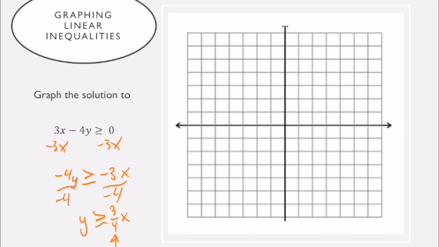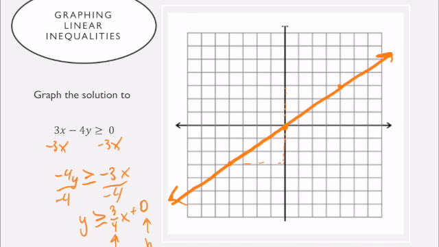So that 3/4 is my slope, but what's my y-intercept? What's my b over here? Well, actually, it's 0. So here I have my y-intercept. I know that my slope is rise over run, so I'm going to go up 3 over 4. I'll go down 3 over 4 just to get a couple more points. Then we can go ahead and graph this line.